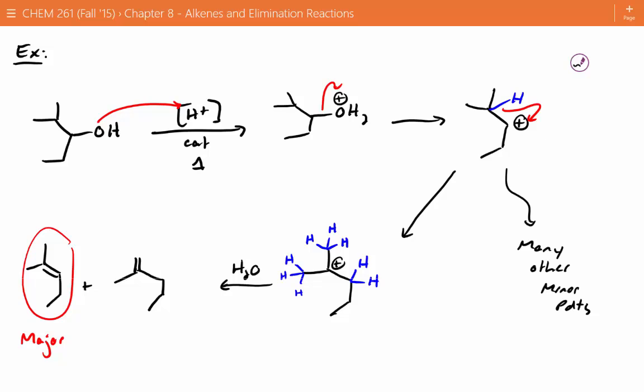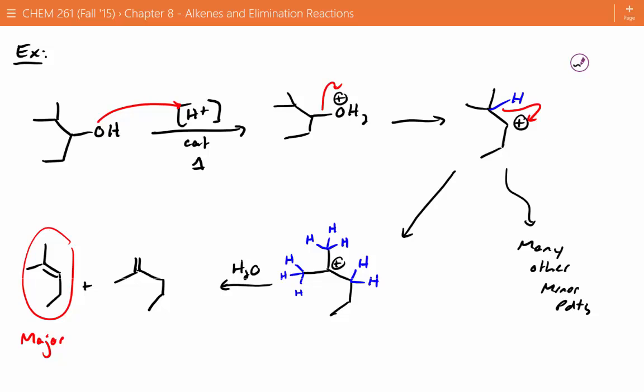So oftentimes with E1 reactions on exams and quizzes, if I am asking you for a product, I'll try to specify the major product, because quite frequently with an E1 reaction, you get a mixture of like 5, 6, 7, or even more different products out of that.